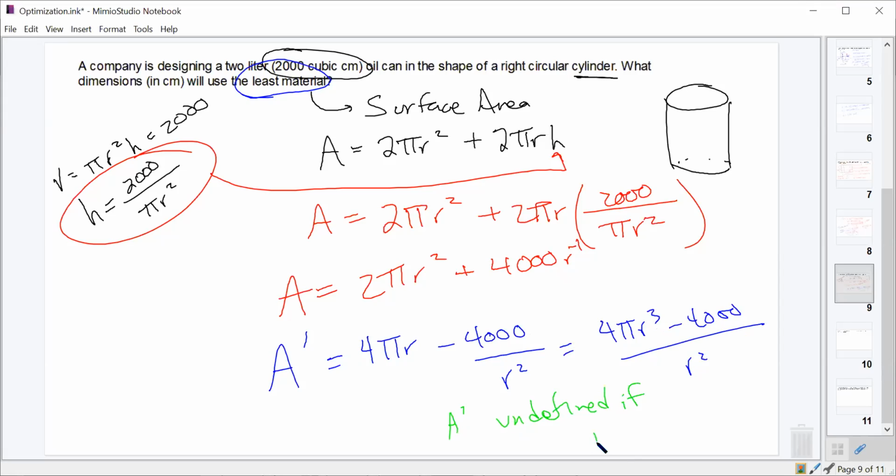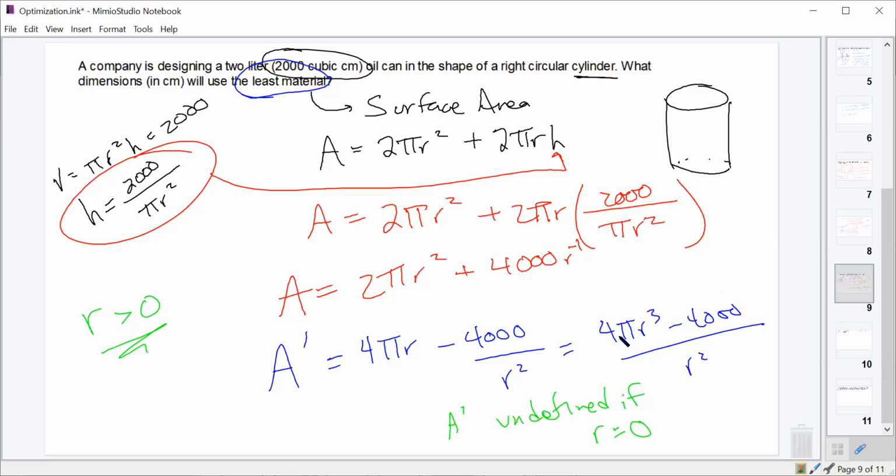R equals 0. But that doesn't make a lot of sense, right? I mean, if we got a can, it's not going to have a radius of 0. We know that r has to be greater than 0. So we can ignore this, and this is a nonsensical value in our particular problem.